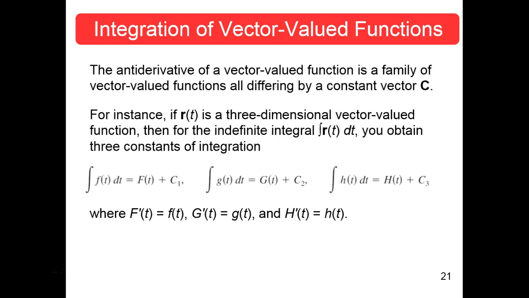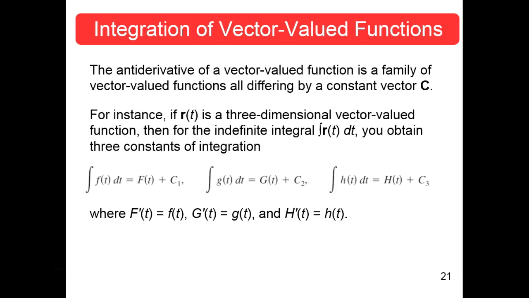R of t with no limits on it, not a definite integral, you obtain three constants of integration, one for the f, one for the g, and one for the h. This one goes with the i component, that one with the j component, that one with the k component. So the capital H prime gives you your little h. That's what's true of an antiderivative.